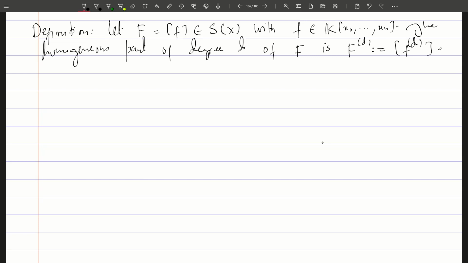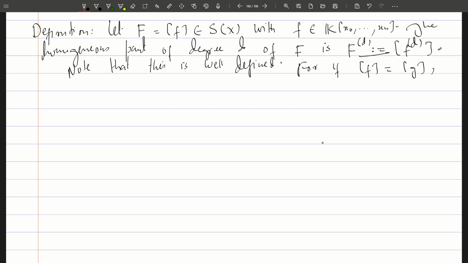Note that this definition is well defined. Why? If we take the class of little f to be equal to the class of little g, that means the class of f minus g is an element of Ix, the homogeneous ideal of X.